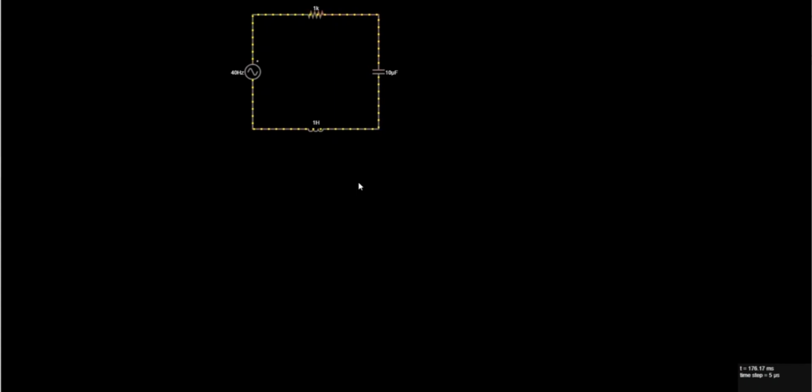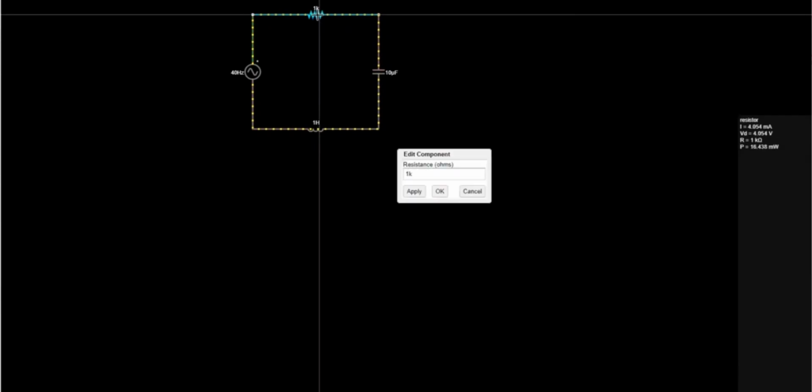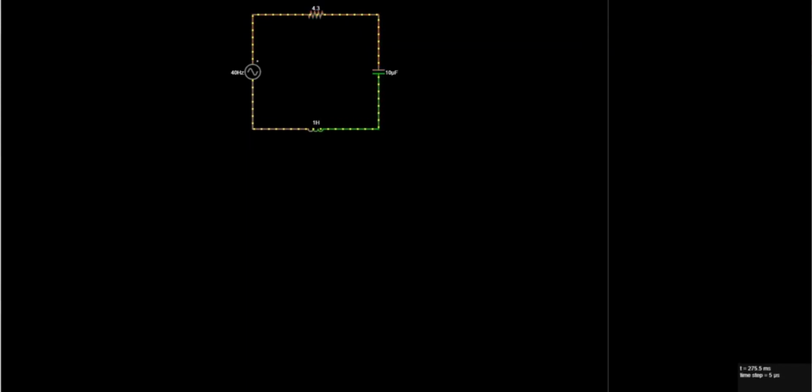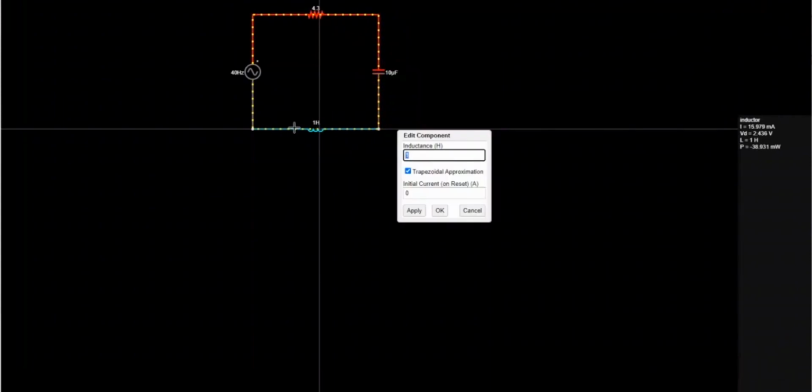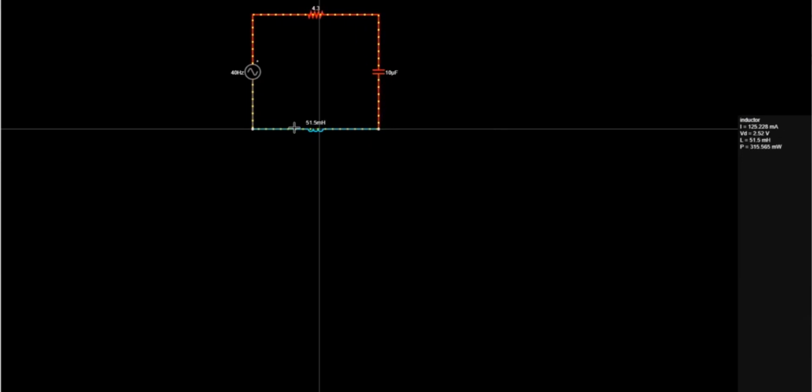Okay. My numbers, let's all use my numbers. For me, the resistor is 4.33 ohms. Double click on the resistor. 4.33 ohms. My inductor is 51.5 millihenry. Double click on the inductor. 51.5 millihenry, so just 51.5 M.